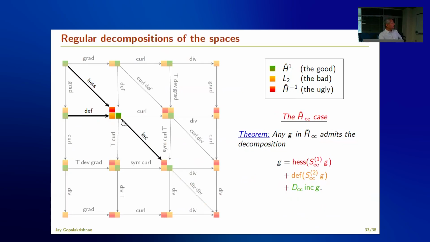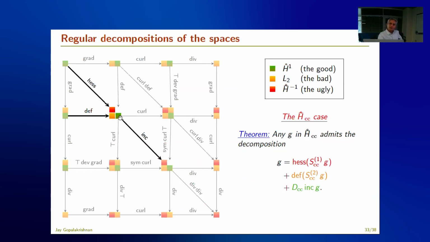The inc operator doesn't see the bad parts, and then you come back via a right inverse that we construct, and that gives you this green part. And the other two parts are coming from a second order operator applied to an H1-like function. The Hessian operator gives me this red part, and the def operator gives me this orange part. So the regular decomposition now has 3 components of varying gradations of smoothness, and you go to the curl div space or the HCD space.